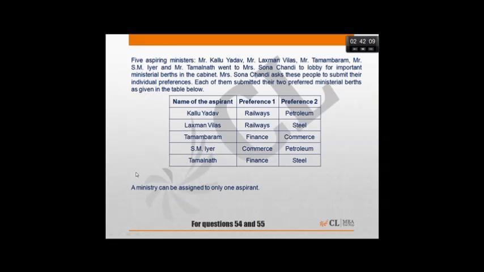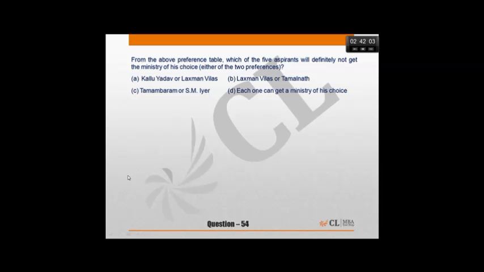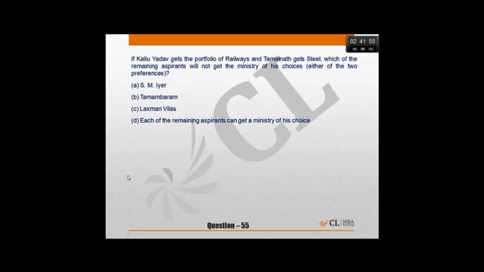Okay, question 54-55, a question of LR arrangement. Let me note it down separately on a sheet of paper. So this is LR 54-55. Okay, arrangement questions, two questions of arrangements, appear to be simple, would like to come back and attempt.